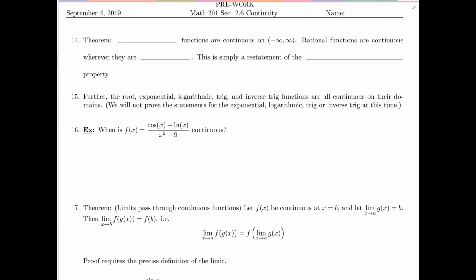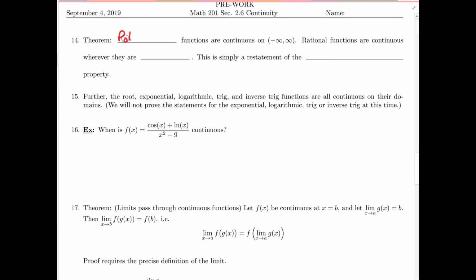Okay, folks, so we're working through the pre-work for section 2.6 on continuity. And it should seem like some of the work we've done on continuity is similar to work we've done before, and that's because of what we're going to see in this next theorem here.